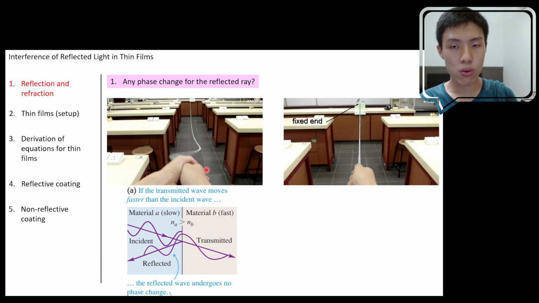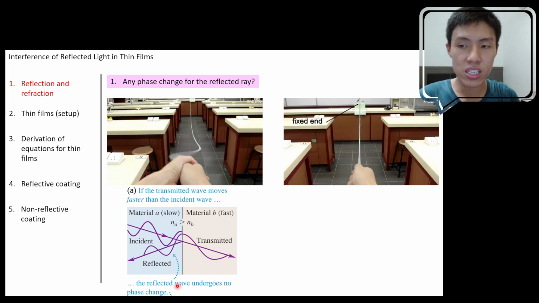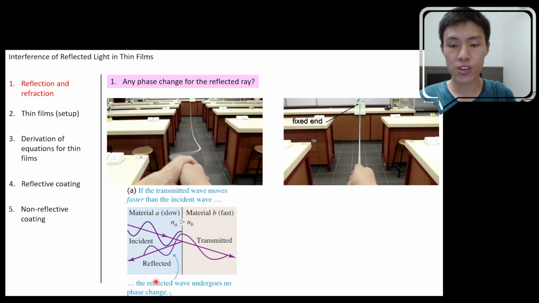If you send a wave on the right hand side of the Slinky spring, it will come back on the right hand side as well. So there is no flipping to the left hand side. Okay, this is a situation where there is no phase change. In the idea that we're talking about right now, in which we have a light wave incident on this boundary, when will we encounter a situation where there is no phase change?